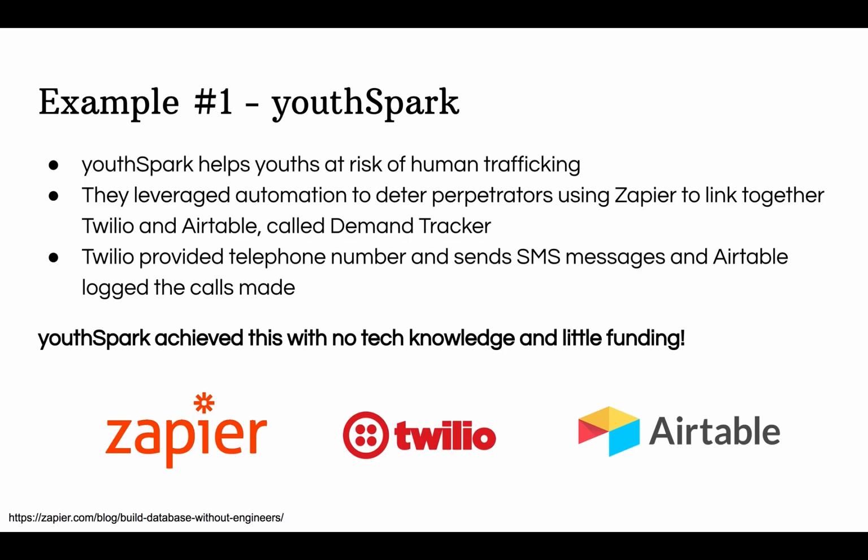And they did this using a number of tools. They used Twilio to automatically send that SMS, and they used Airtable to add the number to a database. So they actually did set this up, and they used a system called Zapier to bring all of these services together. So YouthSpark managed to create an automated human trafficking deterrent system using hardly any tech knowledge and very little funding. It's a great use of technology.